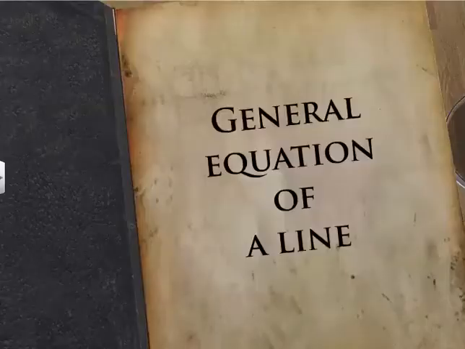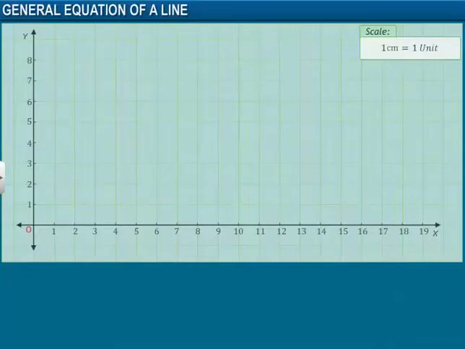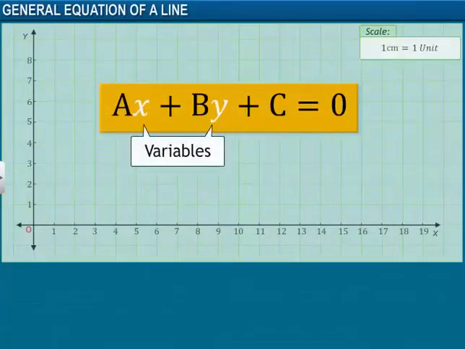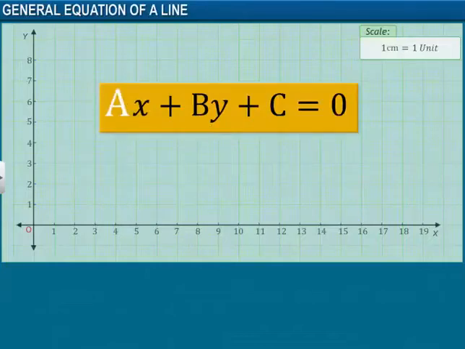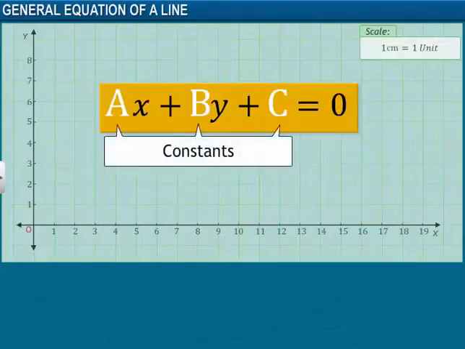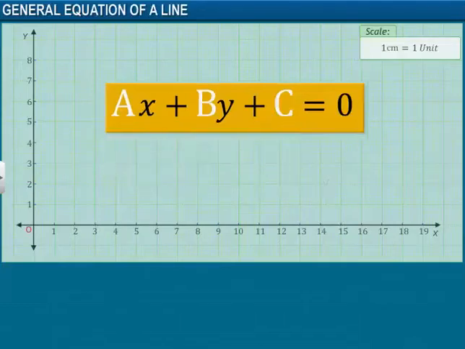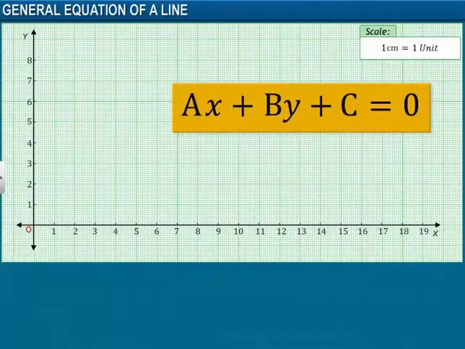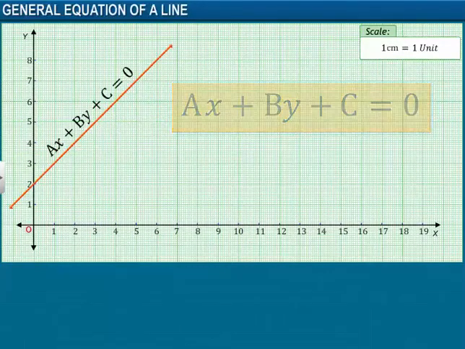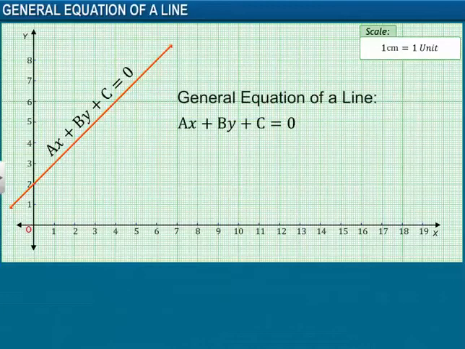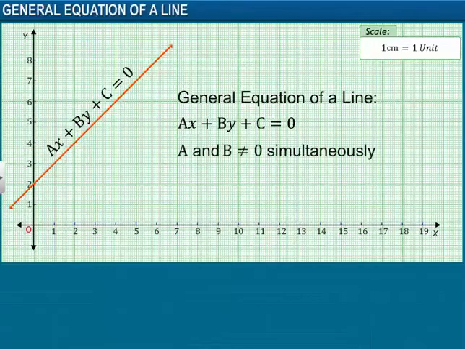In this module, you will learn about the general equation of a line and how to reduce it to its other forms. You are already familiar with first-degree equations in two variables. Here, A, B, and C are real constants such that both A and B are not equal to 0 simultaneously. The graph of an equation of this form is always a straight line. Thus, an equation of the form ax plus by plus c is equal to 0, where a, b and c are real constants, and a and b are never equal to 0 simultaneously, is called the general equation of a line.